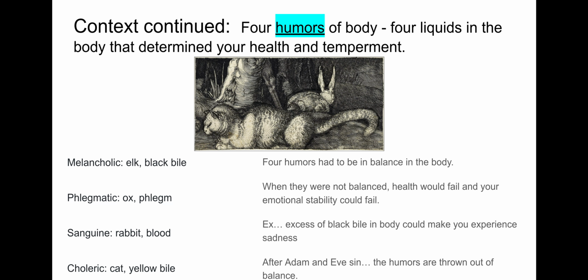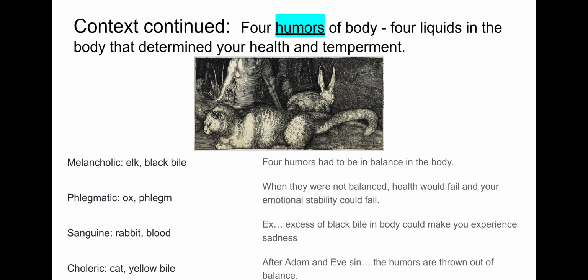And when Adam and Eve are in the Garden of Eden, before they sin by eating from the tree of the knowledge of good and evil, before that, their humors are all in balance. When they then eat and sin, their humors are thrown out of balance, and Christ has to be born then in order to then put our humors back into balance, get forgiveness for the sin, and so on.